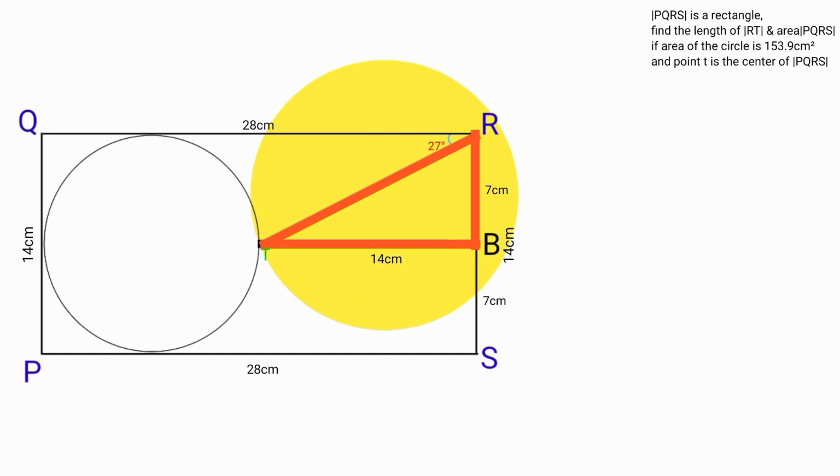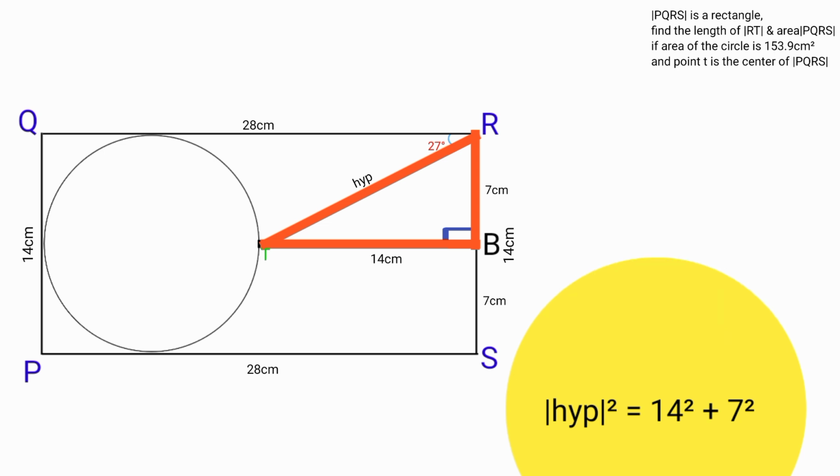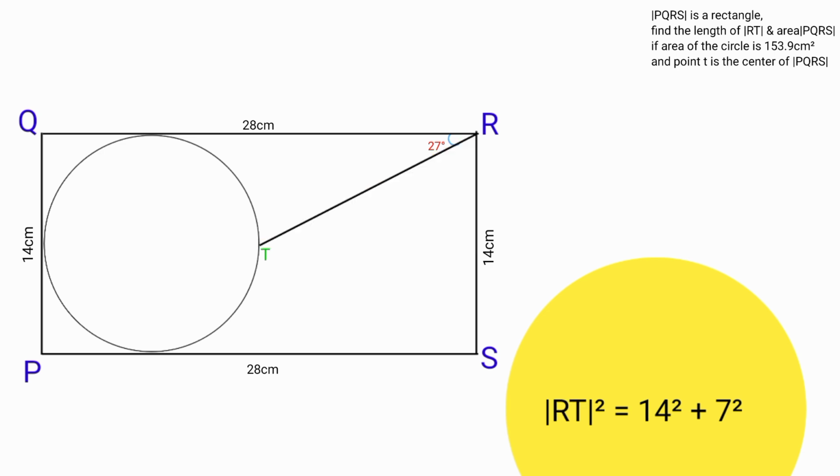Now from this, since this is a right angle triangle, because this here is a right angle, we use the Pythagorean theorem. The Pythagorean theorem states that the square of the hypotenuse of a right angle triangle is equal to the sum of the squares of the other two sides. The hypotenuse is the side opposite to the right angle, so this here is the hypotenuse. Applying the Pythagorean theorem, hypotenuse squared equals 14 squared plus 7 squared. But the hypotenuse is line RT, so line RT squared equals 14 squared plus 7 squared.